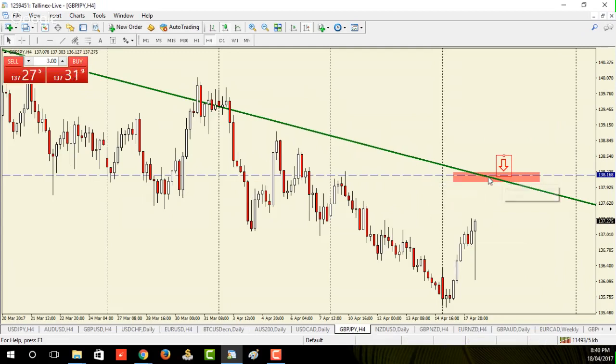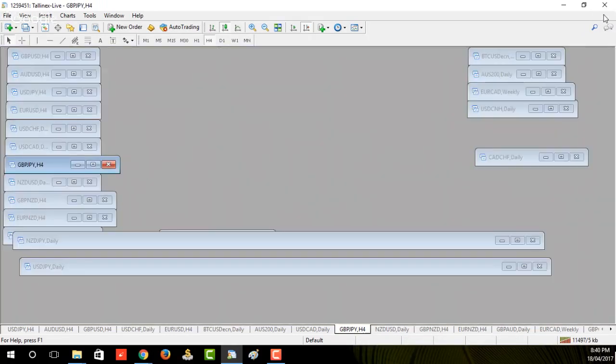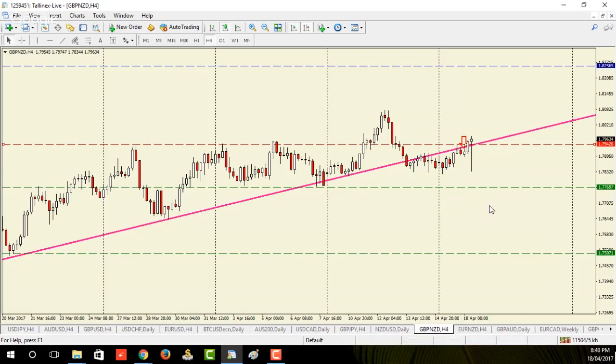138.15. It can get up there and print a bearish candle, like a red candle, like one of these red candles here. I will sell it. Any other charts you guys want to see before we shut it down? The other two that I've been watching are probably not going to work now. The pound New Zealand, I was looking to possibly sell here, but definitely not now.